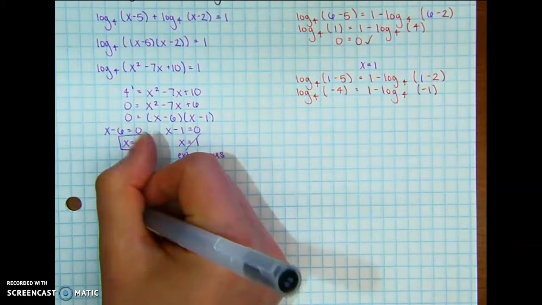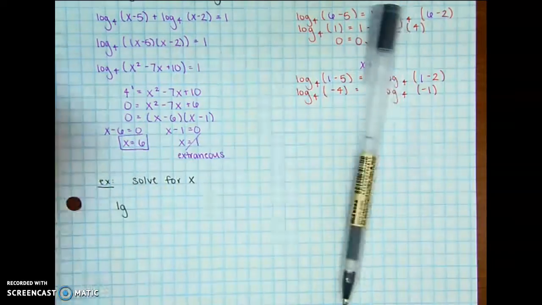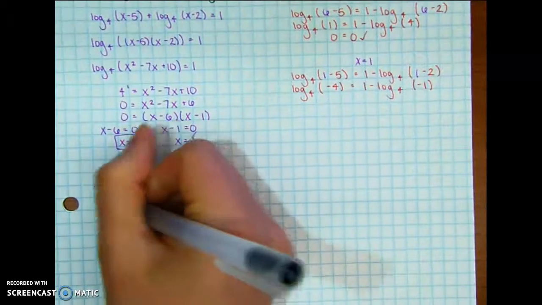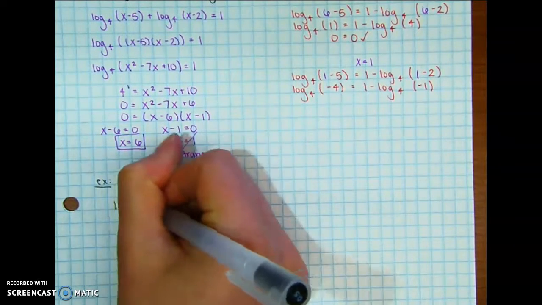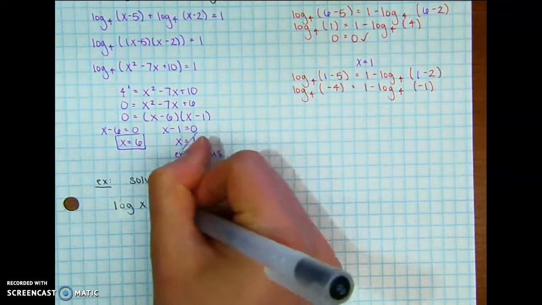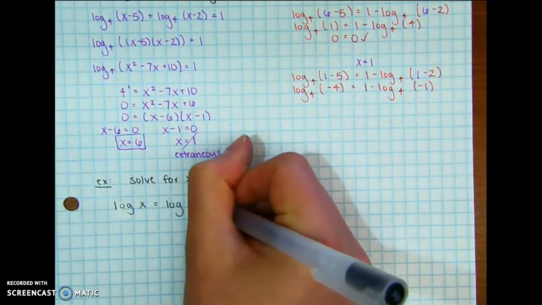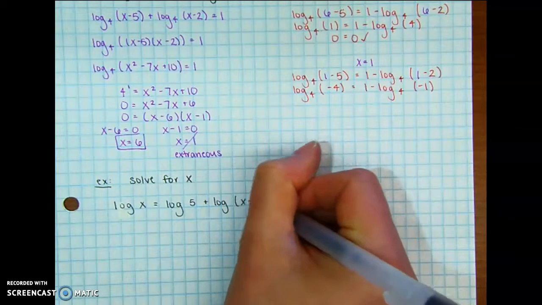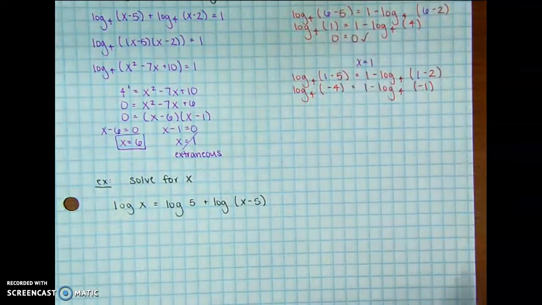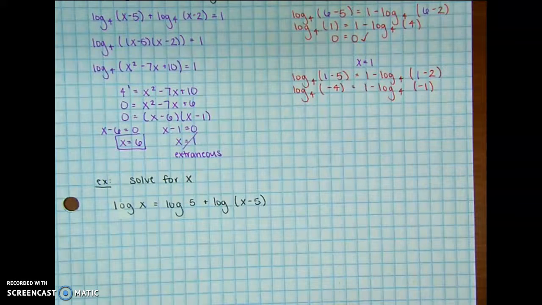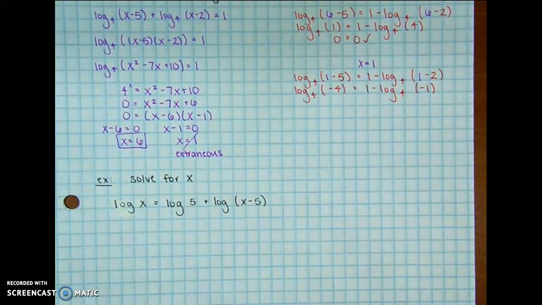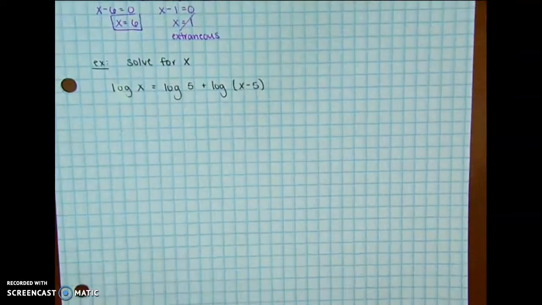Log base, or we'll just do base 10. So log of x equals log of 5 plus log of x minus 5. So similar idea, right? We want to try to combine logs if we can. Now we have an x here and an x here, but these are being added together, so we can condense this quite easily, and that's what we're going to do first.